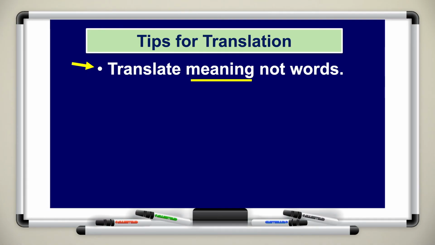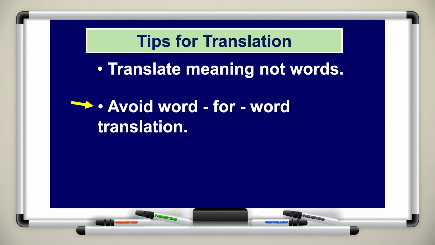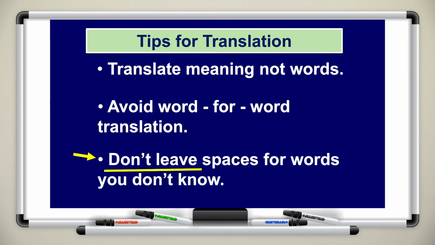Here are a few tips if you want to translate sentences. You will get sentences in Arabic. You have to translate them into good English. First, translate meaning, not words. You have to understand the sentence in order to translate it. Avoid word-for-word translation and don't leave spaces for words you don't know. Try to guess the meaning. If you understood the sentence, you will know words to write in the translation.